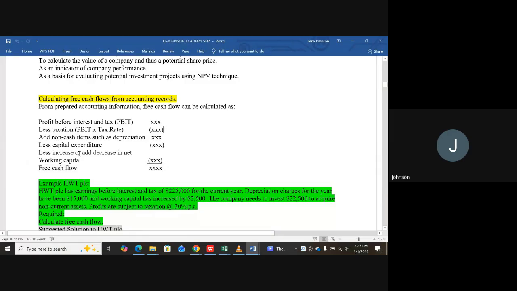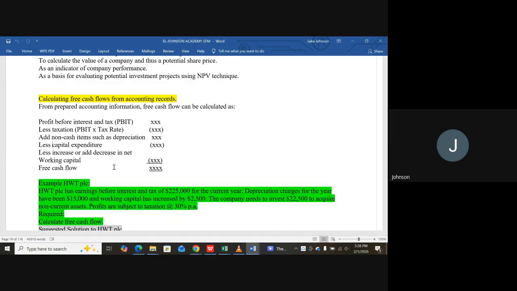Then the next one, is there any capital project you intend to undertake, so that the money that you have, you don't spend everything, whereas there's a project you need to do. So any project that you need to do, you also set aside that money, less that money away from it, so that you don't squander it. Then the next thing is that you less or you add increase or decrease in net working capital.